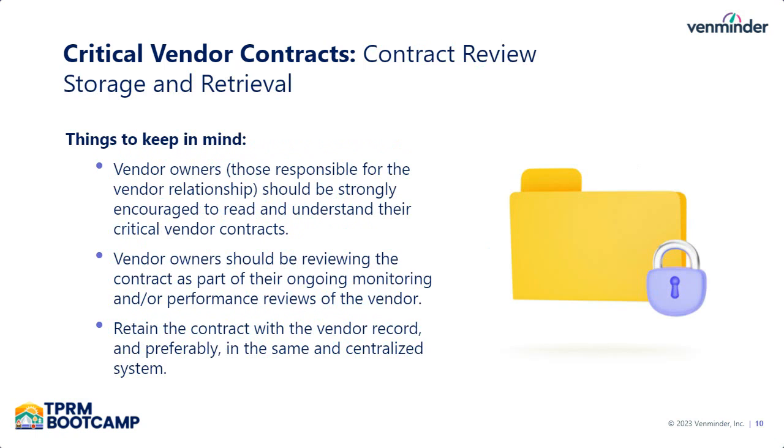So stated twice now, those responsible for the vendor relationship should also be reviewing the contract as part of their ongoing review of the vendor. So having access to the contract is an essential part of successfully reviewing it on a regular basis. A best practice is to retain the contract along with the relevant vendor and vendor product profile data in an accessible system, preferably the same system, and preferably one where all third-party vendor data, contracts, and other relevant documents are kept centrally.